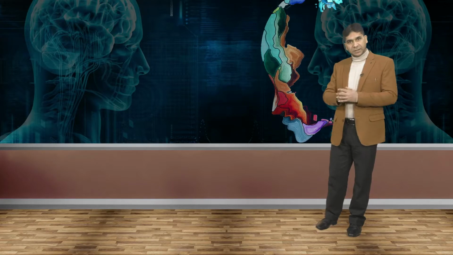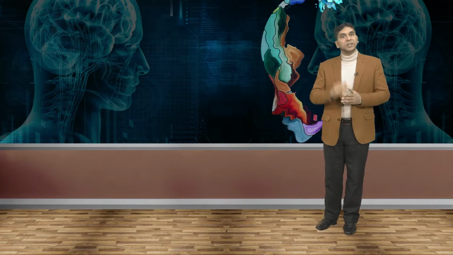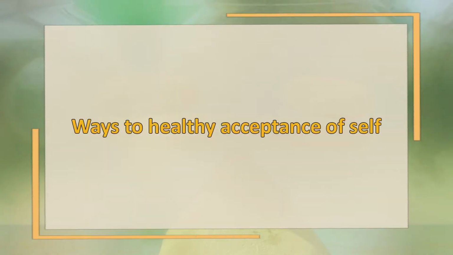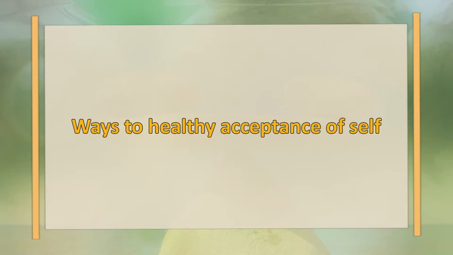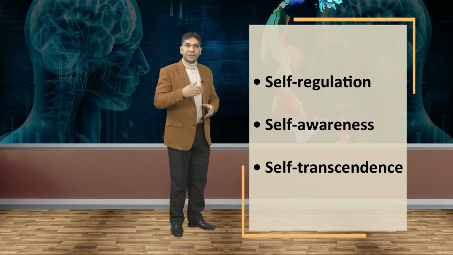It is clear that poor self-acceptance may disrupt emotional control in two ways: directly by disrupting the brain regions that control it, and also indirectly by increasing stress signals in your brain that subsequently disrupt these regions. Ways to healthy acceptance of self. These include self-regulation, self-awareness, and self-transcendence.